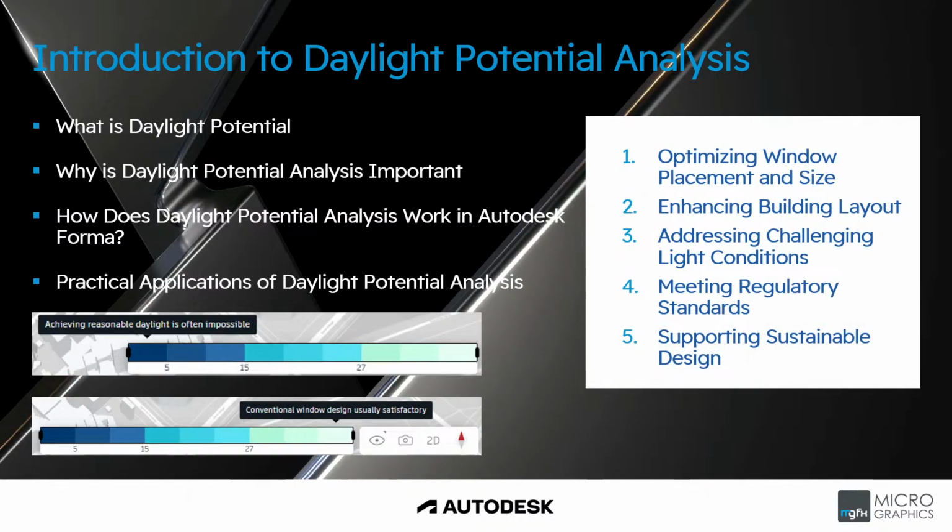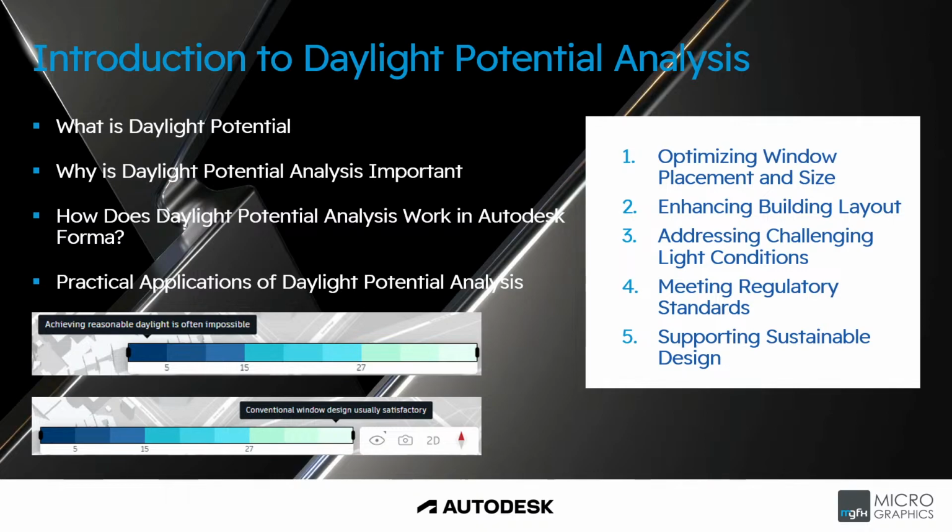Optimizing window placement and sizes. By analyzing VSC scores, designers can strategically place windows and adjust their sizes to maximize natural light penetration. This ensures that all areas of the building receive adequate daylight, improving occupant comfort and reducing the need for artificial lighting.